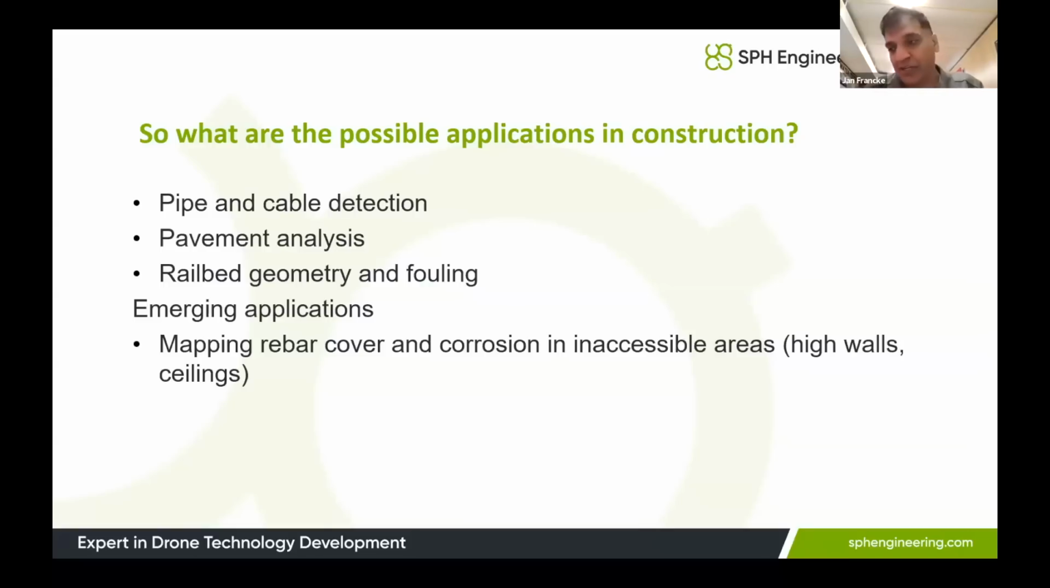And another one that hasn't been talked about a lot, but is definitely a very, very big topic in Europe and Australia, is rail bed analysis, mapping the geometry of the thickness of the ballast and the subgrade, as well as something called ballast fouling, which is the amount of contaminants within that gravel material in the ballast itself.